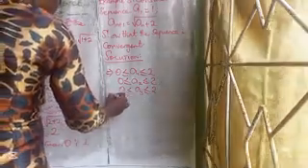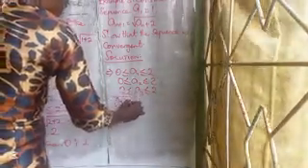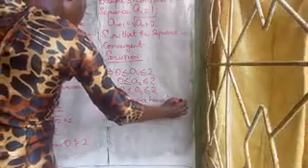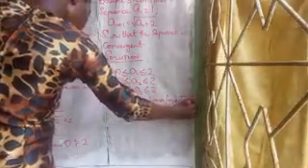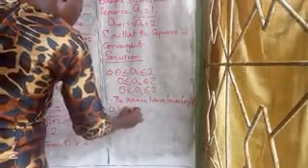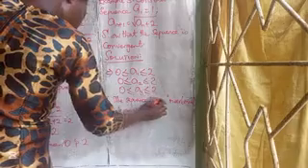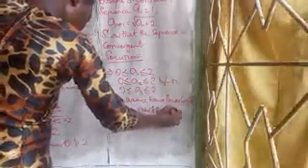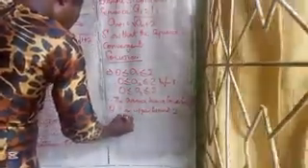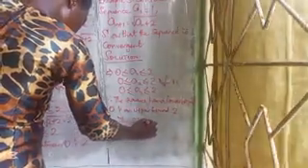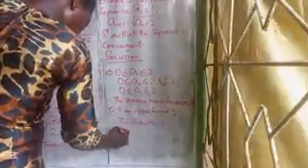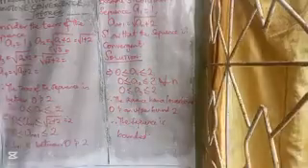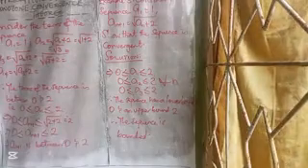Therefore, the sequence has a lower bound 0 and an upper bound 2, for all n. Therefore, the sequence is bounded. We have established that it is bounded.